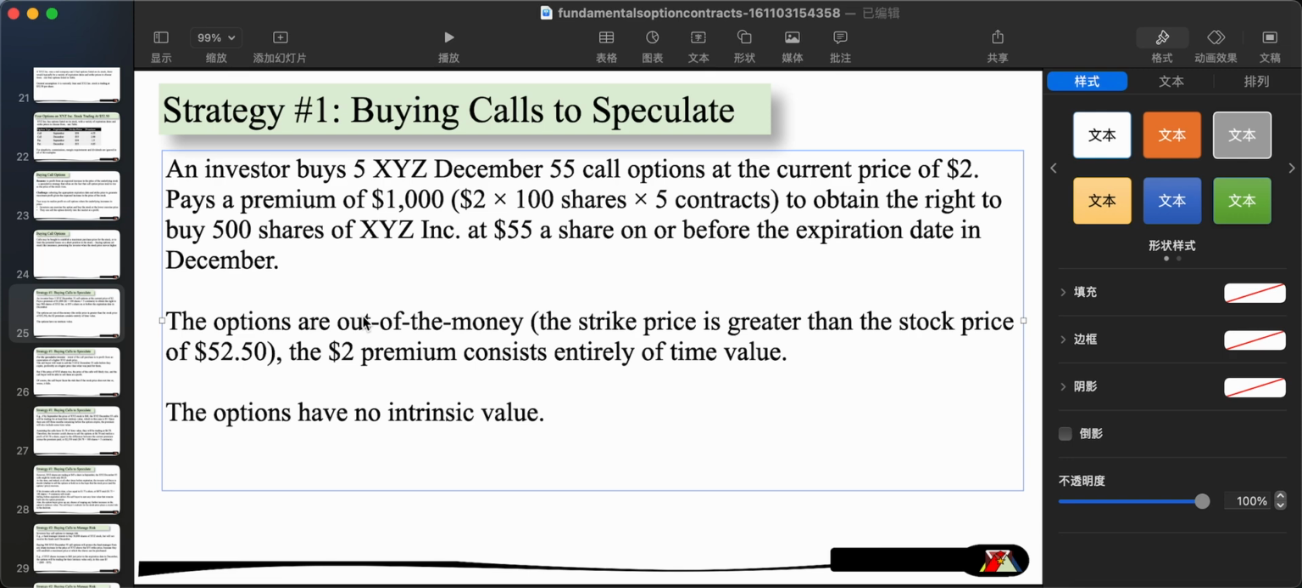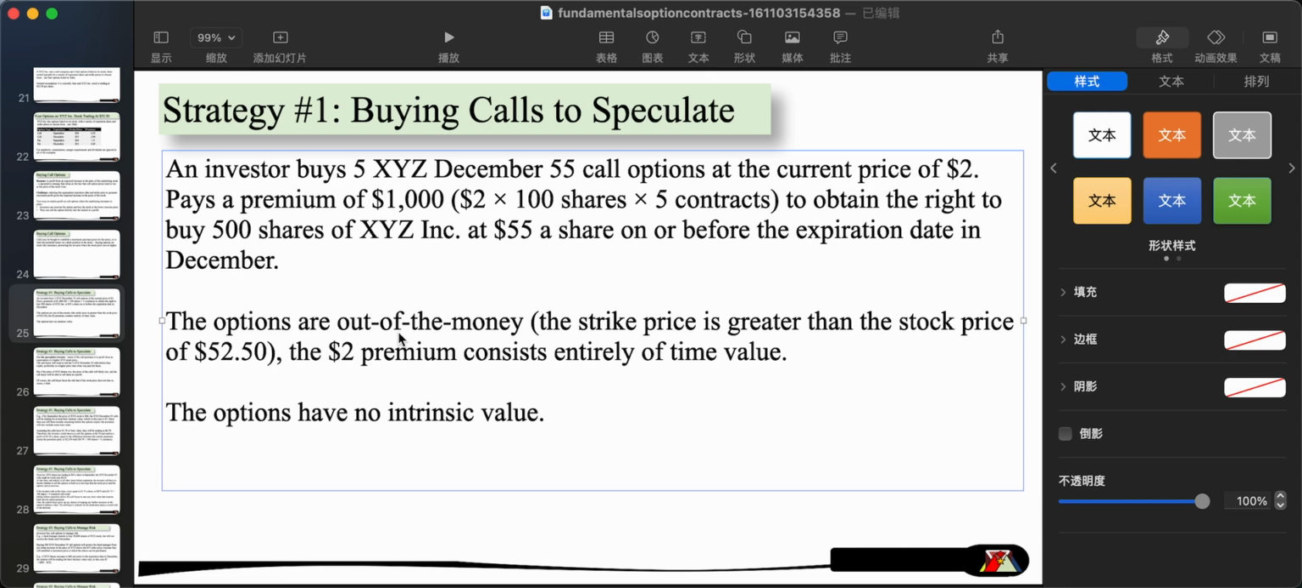The options are out of the money, as the strike price is greater than the current price of 52.5, and the $2 premium consists entirely of time value. That means you're buying an out of money option. Why? Because when the price is rising, if you're buying an out of money contract, it's going to be cheaper. But then it has no intrinsic value, which means time would be a greater enemy, because your time value will go away very quickly since you have no intrinsic value.